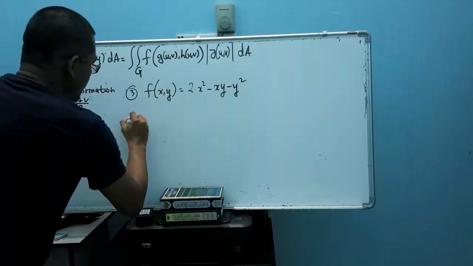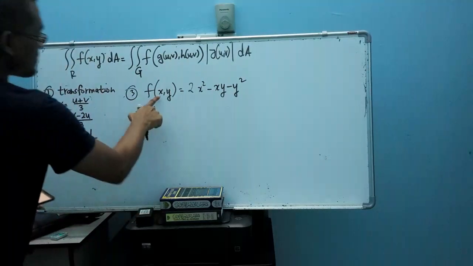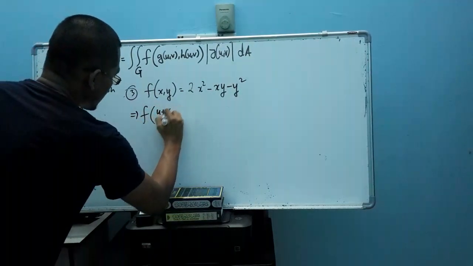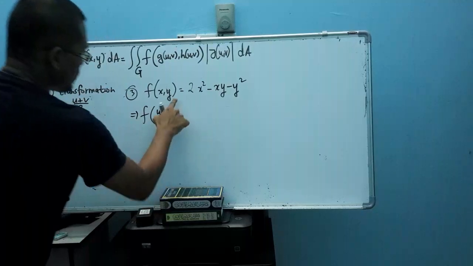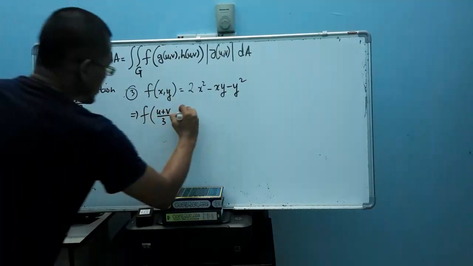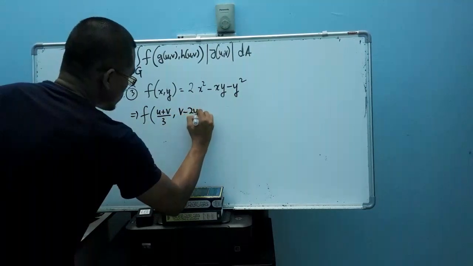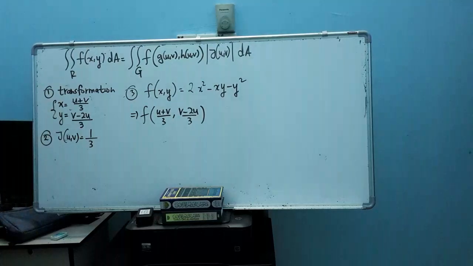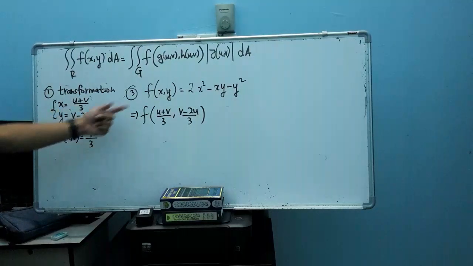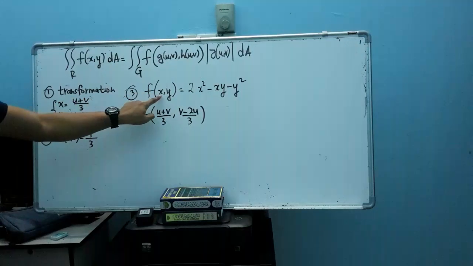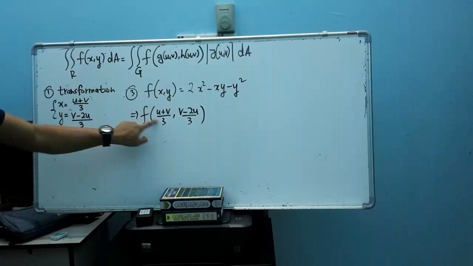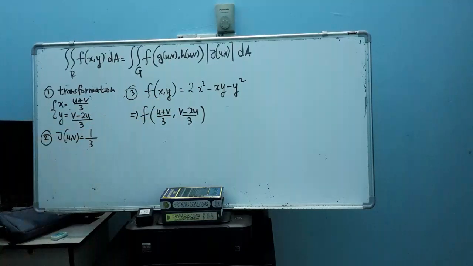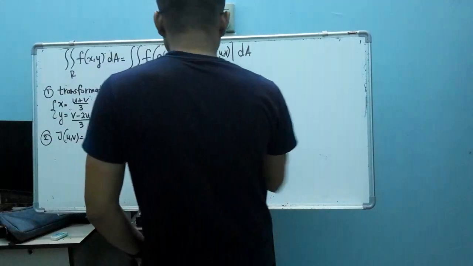Of course, now I need to find f in terms of u and v. What is my x here? I need to substitute this one, so I have (u plus v) over 3. Now what is my y here? My y will be (v minus 2u) over 3. Since we use the substitution, we use the transformation, meaning that I need to substitute my x and my y with this transformation. So we can calculate this.